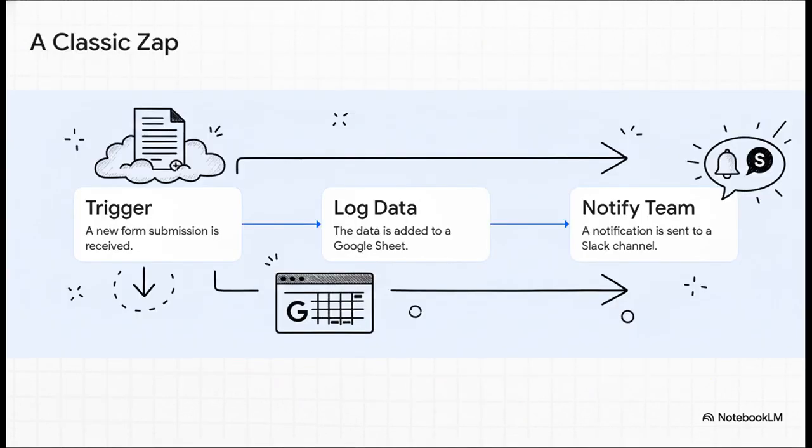So, for example, a classic Zap might work like this. Someone fills out a form on your website. Boom, step one. Step two, that data automatically gets logged in a Google Sheet. And step three, a notification instantly pings your team's Slack channel. See? It's predictable, it's reliable, it's a straight line.